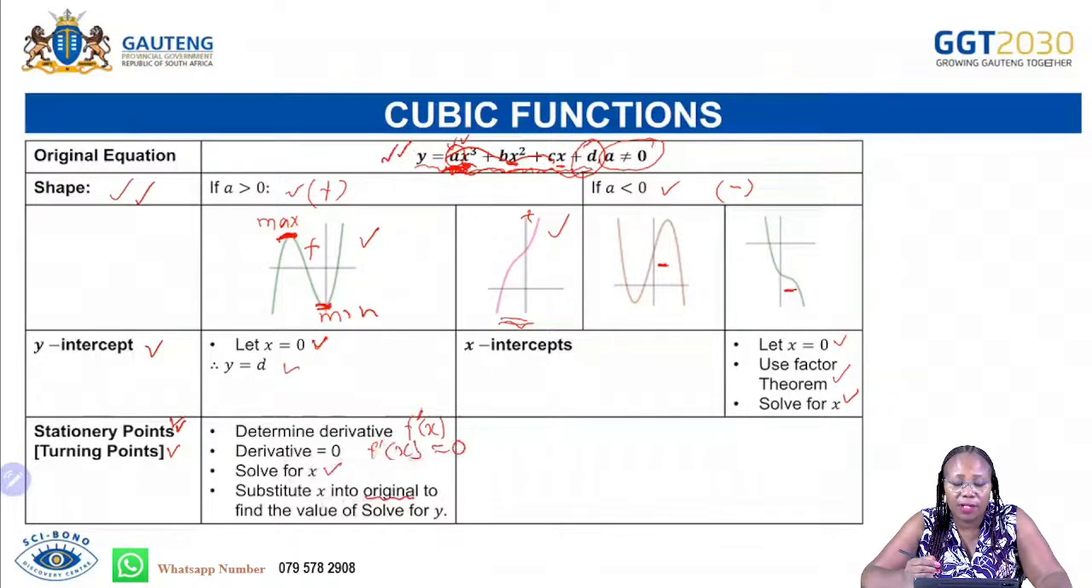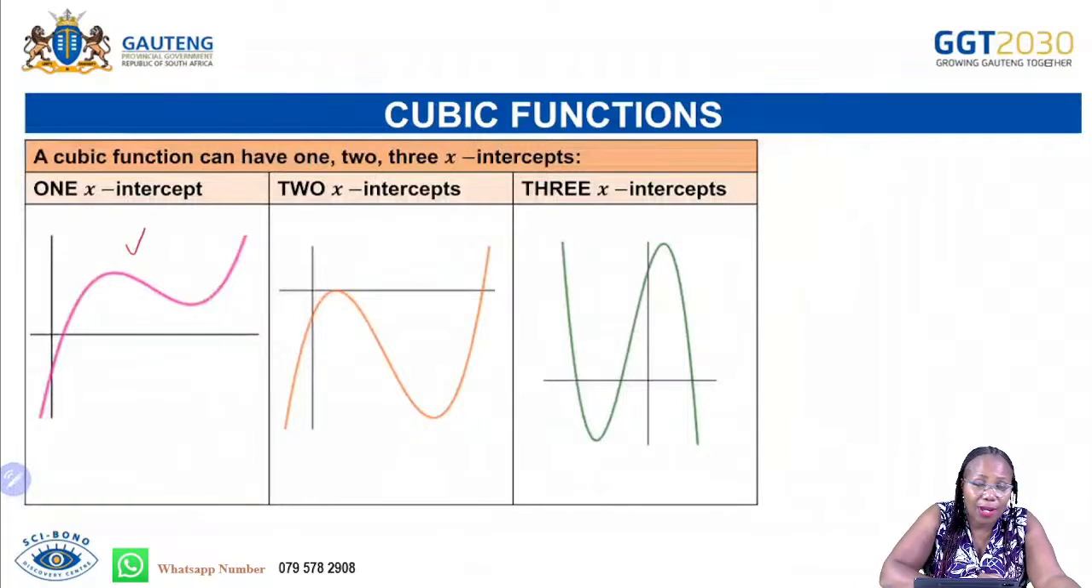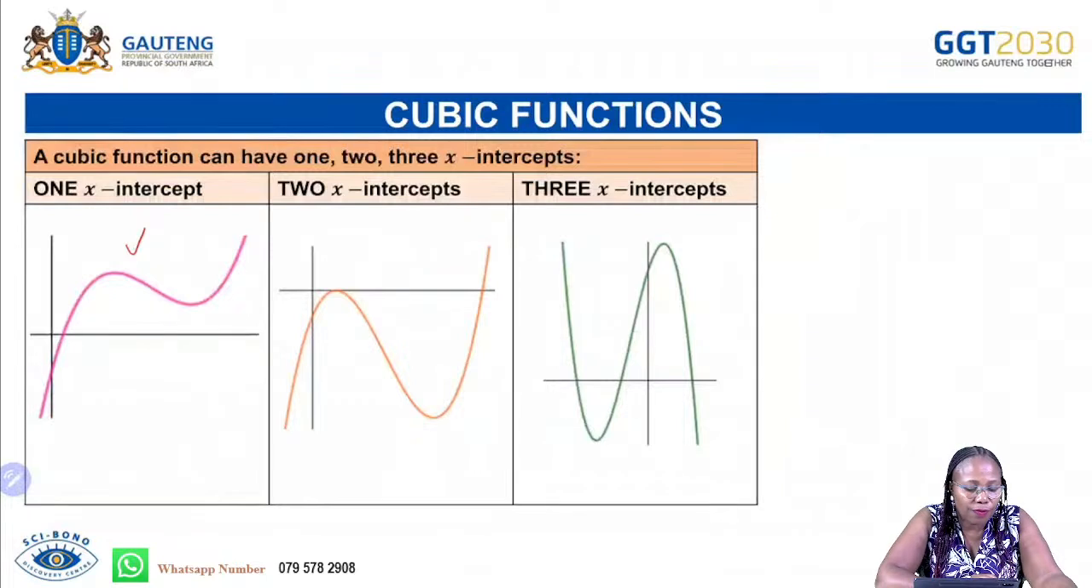Alternatively, they will give you the two stationary points, maxima and minima. Now we have three conditions under the cubic function x-intercept. We have a function that is cutting the x-axis at one point, like that one. That means the values for the other x-intercepts are non-real, or imaginary. So this allows you to find only one x-intercept. As you can see, it is cutting the x-axis only once there.